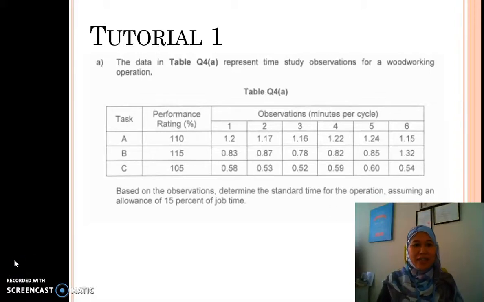Hi everyone. For today, I'm going to show you a tutorial for the time study.